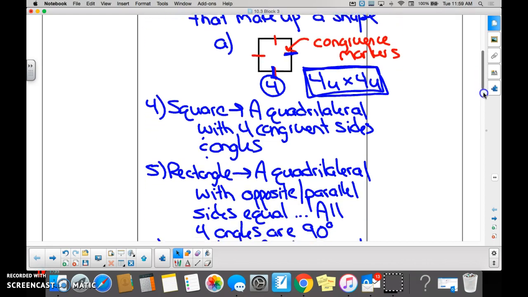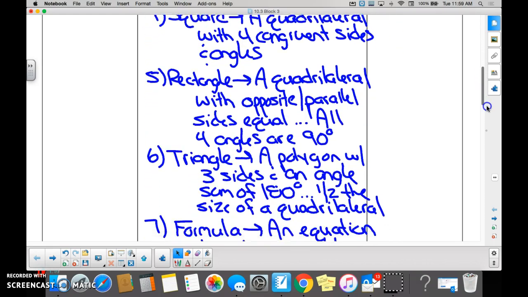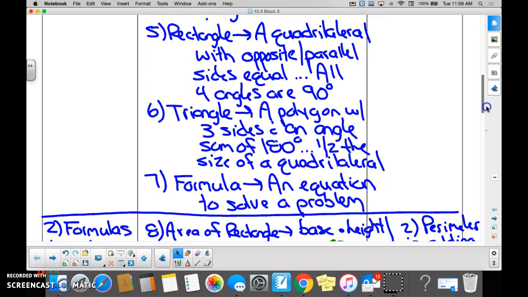Okay, squares and rectangles and triangles. My oh my. Isn't that funny? Lions and tigers and bears. My oh my. Squares and triangles.